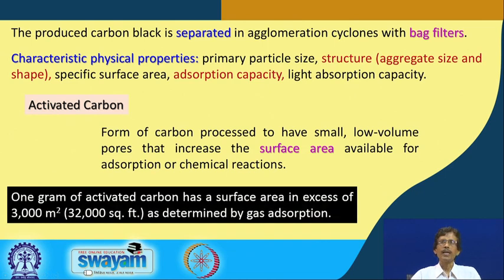Then, typically what should be the value for this surface area? For 1 gram of activated carbon, this is how we characterize whether we have a quality activated carbon in our hand after the preparation. It should have a surface area in excess of 3000 meter square. 3000 meter square is ideally a very good amount of surface area, which is equivalent to 32,000 square feet, as determined by the gas adsorption.